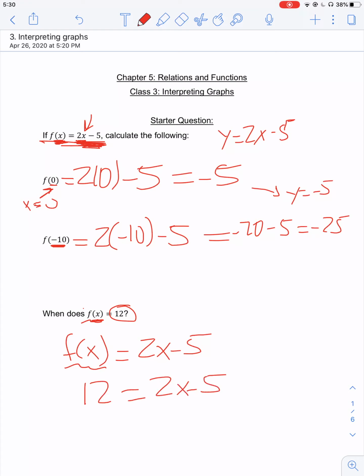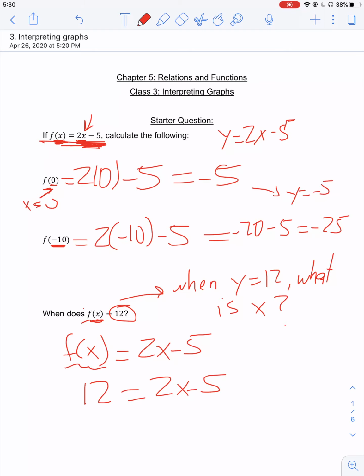So this question is basically asking me, when y is equal to 12, what is x equal to? When y is equal to 12, what is x? Okay, what is x equal to?